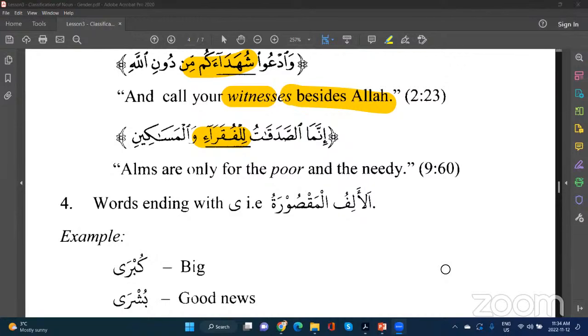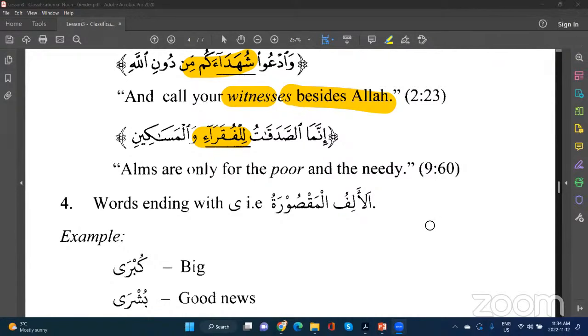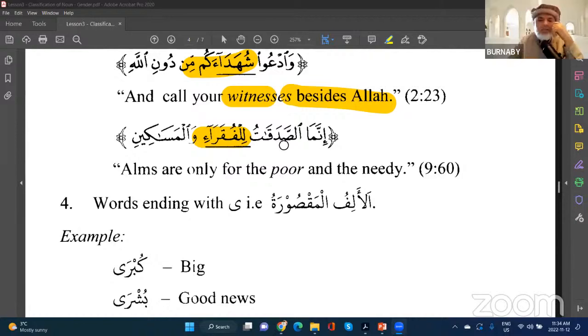Brother Abid, I have a question. Yes, please. In the example here, it says as-sadaqatu lil fuqara'i. Sadaqatu sounds like a feminine word, and then lil fuqara'i you said is masculine. So if the first word is feminine, the next word should also be feminine. As-sadaqatu is not feminine here.